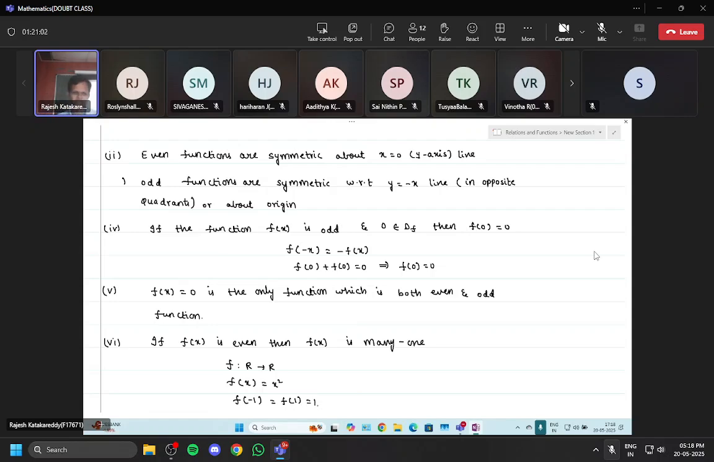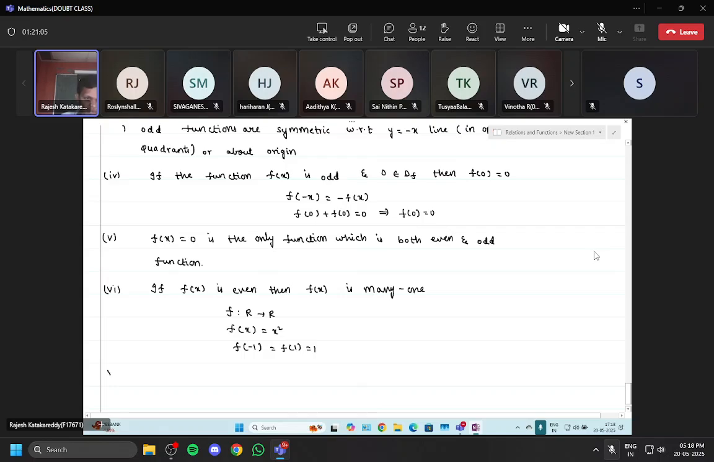Maybe one more point I can add here. This is about composition. We will see in the table. If f of x is even and g of x is any function, then g composition f, that is g of f of x, is even.